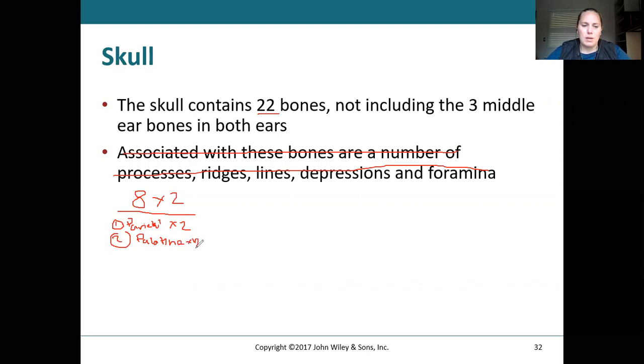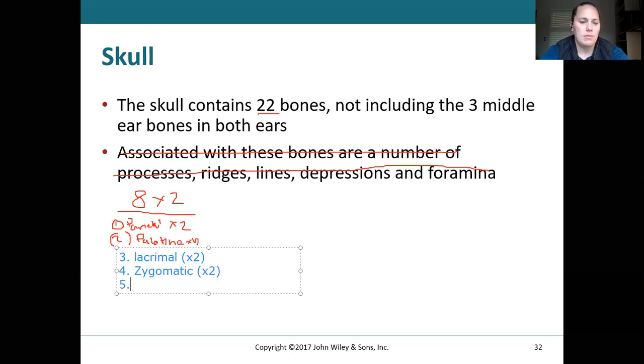Also in the skull, I'm going to try text here for a second. 3, you've got 2 lacrimal bones. 4, you have 2 zygomatic bones. 5, you have 2 temporal bones. And 6, you have 2 nasal bones.